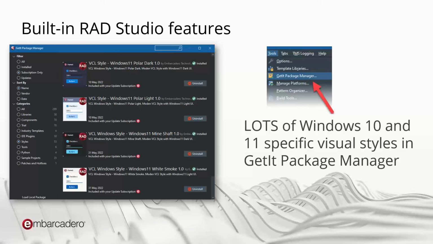Go to Tools and then Get It Package Manager. Down on the left-hand side where it says Categories, click on Styles, and then you can scroll down and see all the Windows 11 and Windows 10 versions.